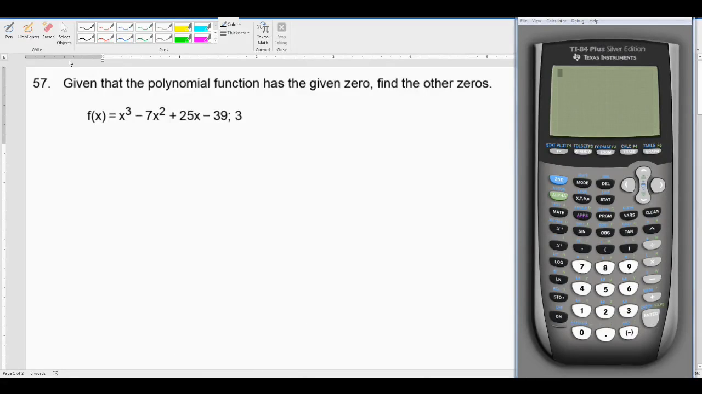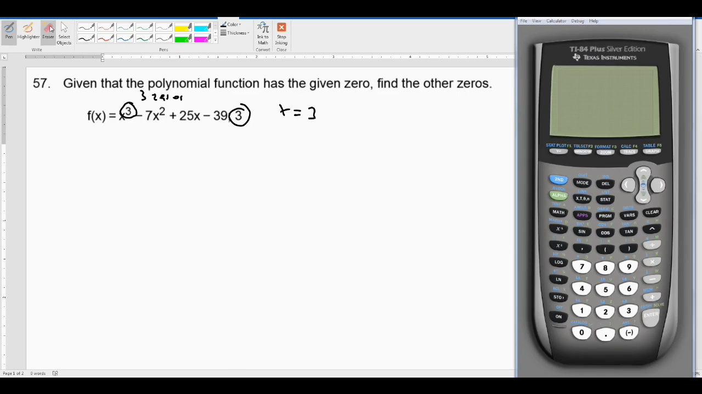For this one, we're going to find the zeros of the given function. Since it has an exponent of 3, we're looking for 3 zeros. We're given one of them, so x equals 3 is one of the zeros.